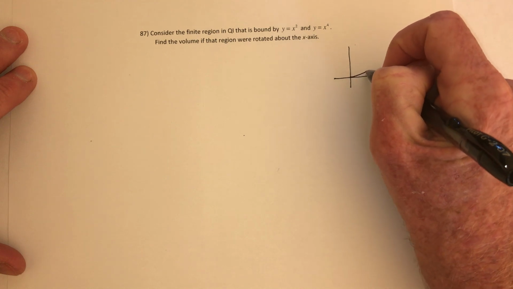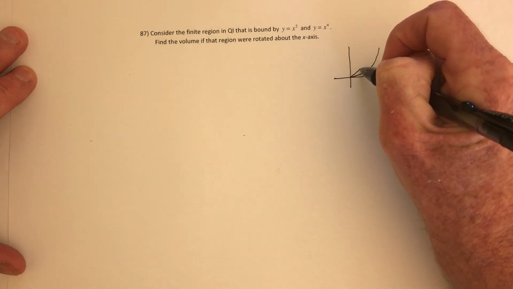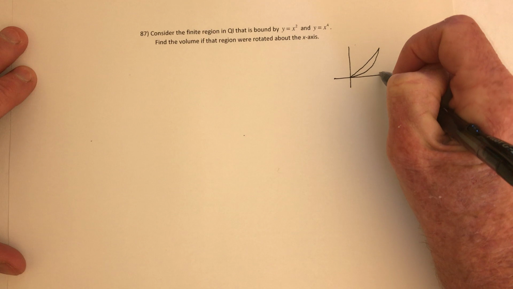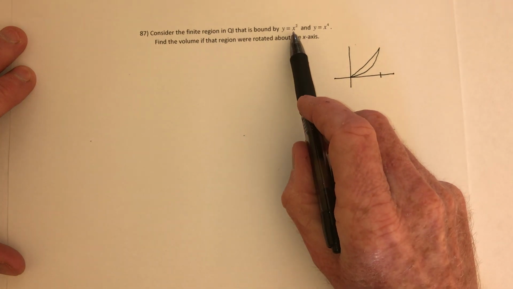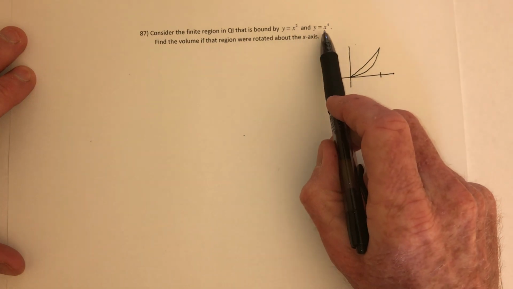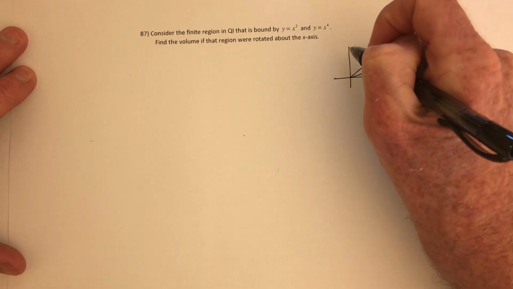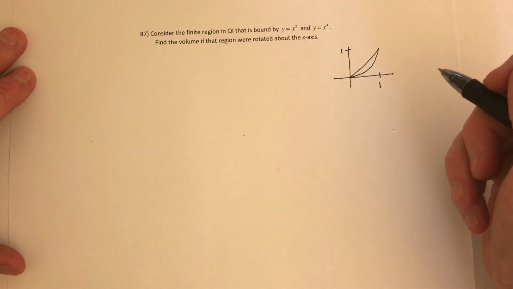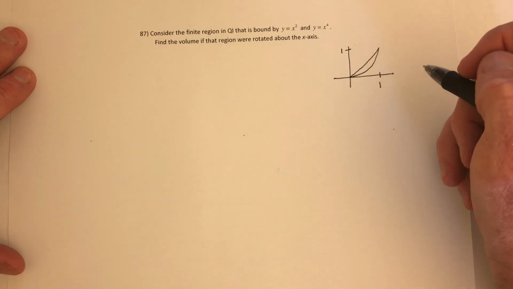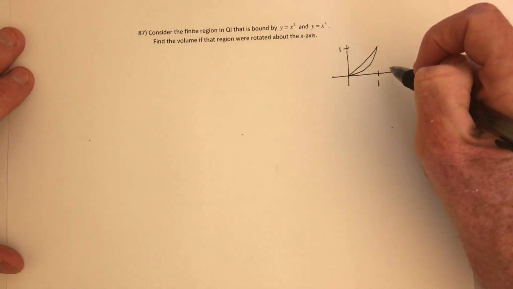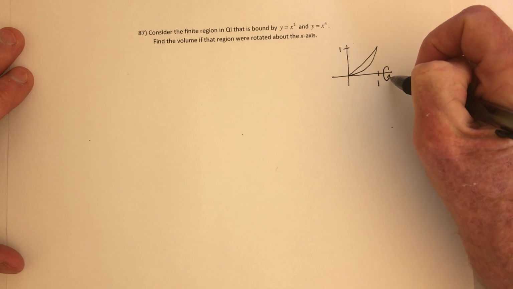So we've got this little moon shape right here. And if you square 1, it equals 1. If you take 1 to the fourth, it equals 1. So right here, this is 1, and on the y value, this is 1. And then we're going to take that shape and rotate it around the x-axis.